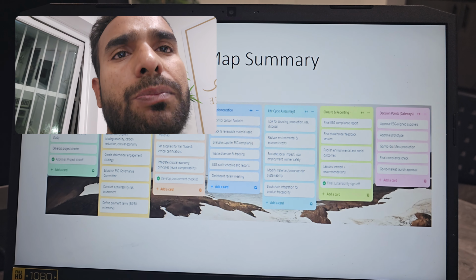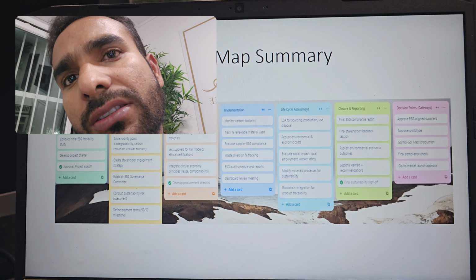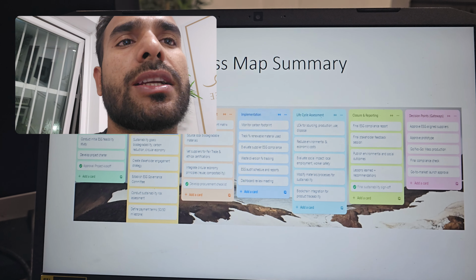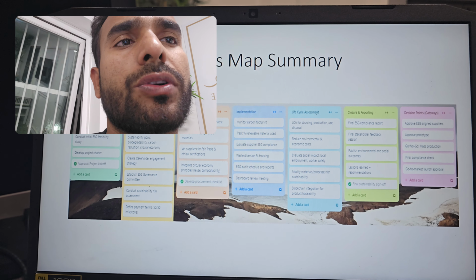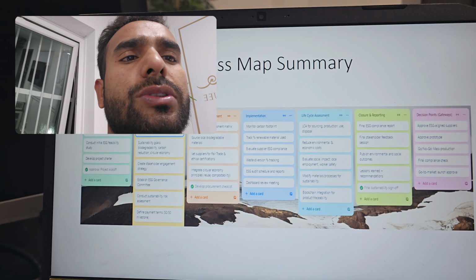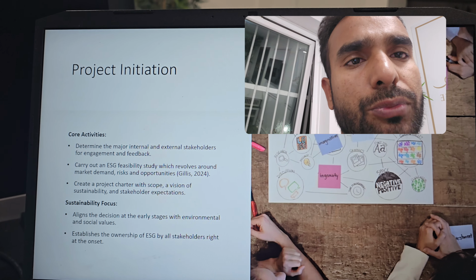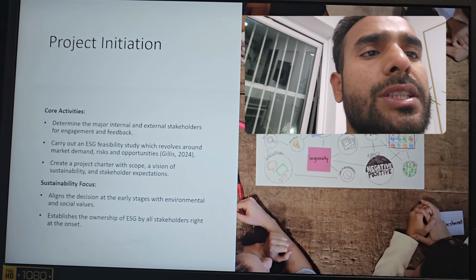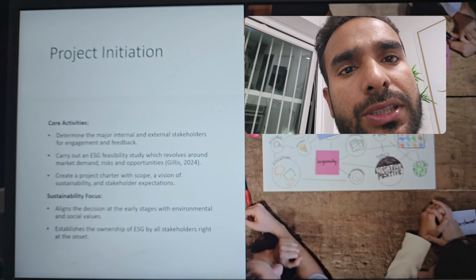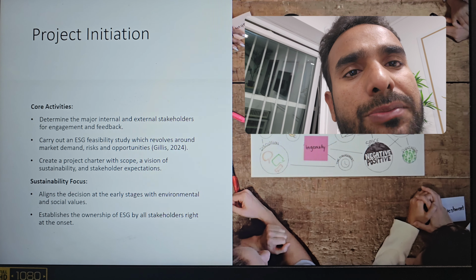Then here comes the process mapping, with lots of things like project initiation, planning and designing sustainable products, then implementation, life cycle assessment, and decisions. It is divided into many parts. Then let's go forward to the project intentions, and there are some figures here too. Let's talk about the points: core activities that determine and measure internal and external stakeholder engagement and feedback.